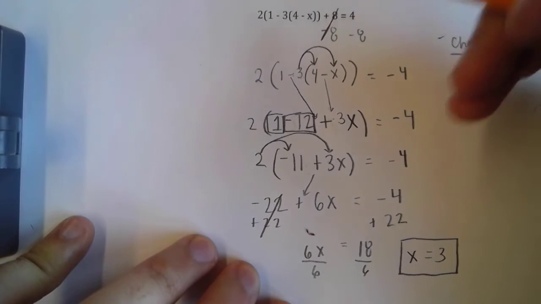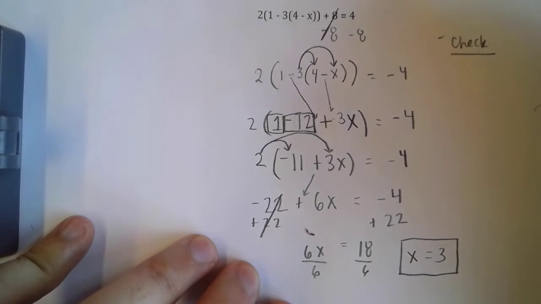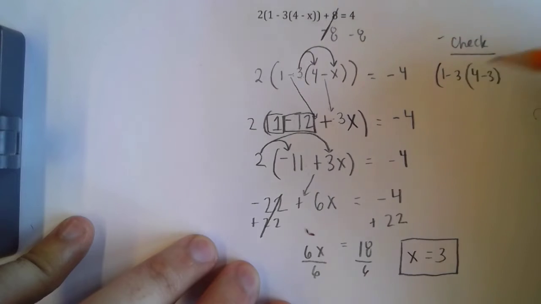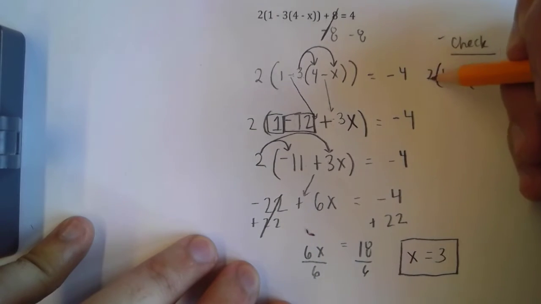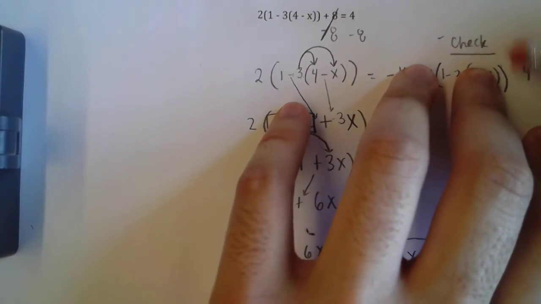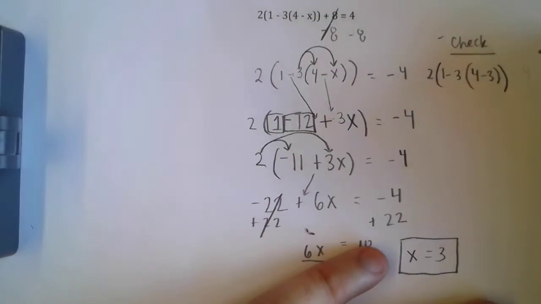If I check, wherever I see that x, I am going to substitute 3. So it's 4 minus 3 inside that original parentheses, being multiplied by a coefficient of 3, and then subtracting that from a 1. This all needs to be done to make sure that we are good to go. Do not forget the plus 8. You've got to make sure that you are paying close attention to detail.